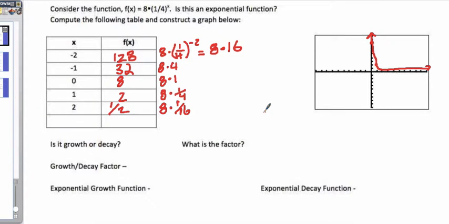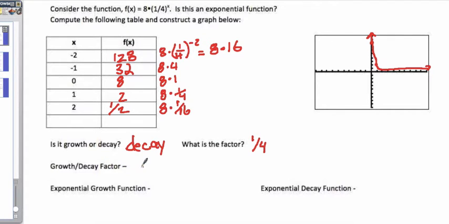Are we showing growth or decay here? Well, as the x's get bigger, the y's are getting smaller. They never get to the negative, but they keep getting smaller and smaller, approaching 0. So this is going to be decay. And then what is the factor? Well, the factor is what it is going up by. And so if I take 128 and multiply by 1/4, 32 and multiply by 1/4, 8 times 1/4, well, that's just the base there. So you don't need to find the pattern in the table if you have your equation.